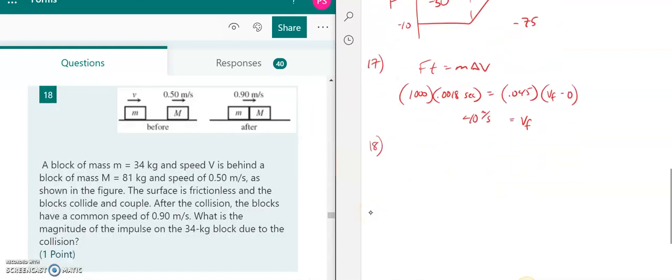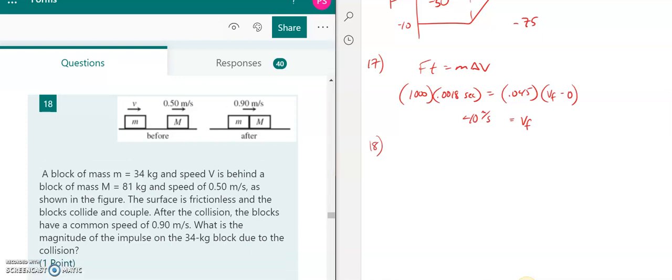18, you've got a block of 34 kilograms and a speed of v. It's behind a block of 81 kilograms and a speed of 0.5. The surface is frictionless, and they collide and stick together. Essentially, we're trying to determine the impulse on the 34 kilogram block due to the collision.